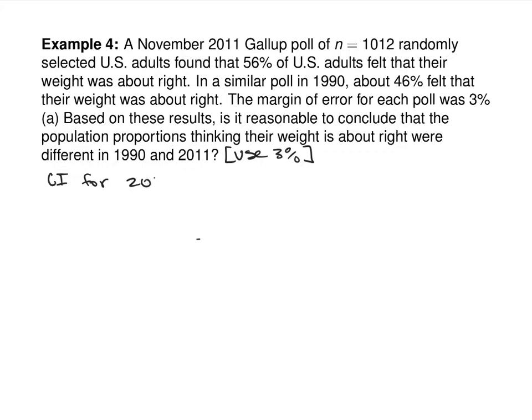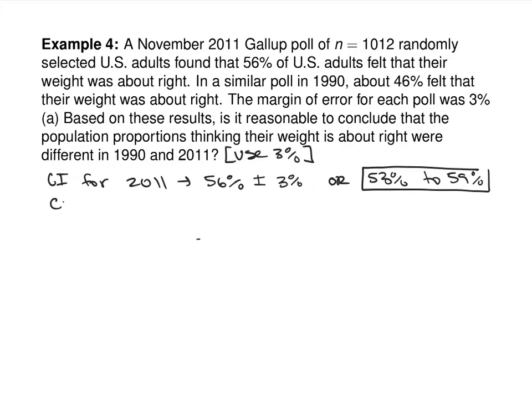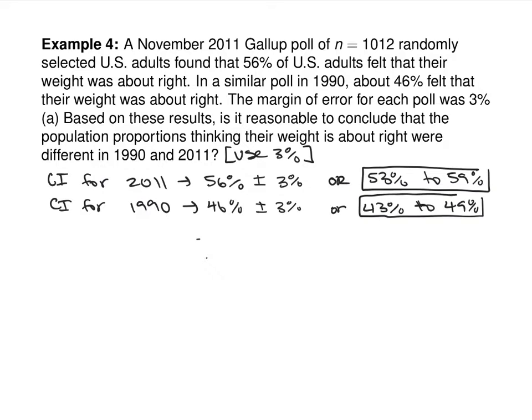Confidence interval for 2011 is about 56% plus or minus the 3% margin of error, or 53% to 59%. And the confidence interval for 1990 is 46% plus or minus that 3%, or 43% to 49%. Which is ironic because fewer people in 1990 were actually overweight as proportions, so that's a little bit interesting.